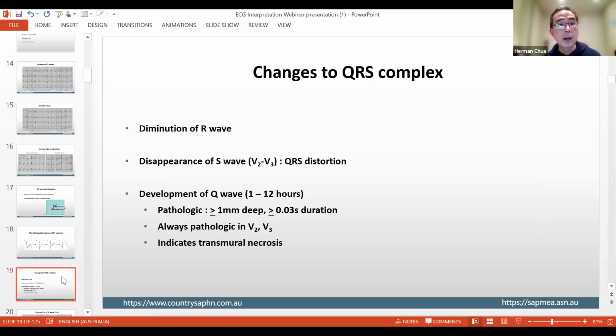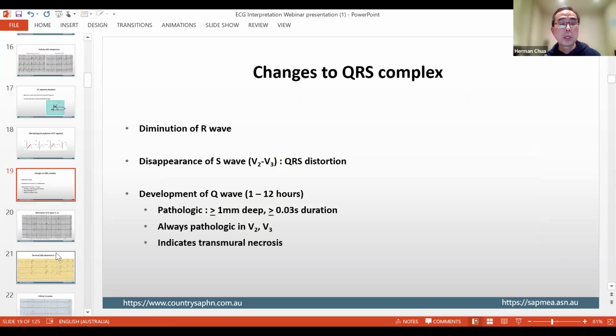Okay, and so I think we're here where we talk about changes to the T wave, it becomes hyperacute, it becomes bulky. We talk about changes to the ST segment, where it actually elevates. And now, the change to QRS complex, because it does change the QRS complex as well. Okay, so what happens with QRS? The R wave diminishes, the S wave diminishes, and then the Q wave actually develops.